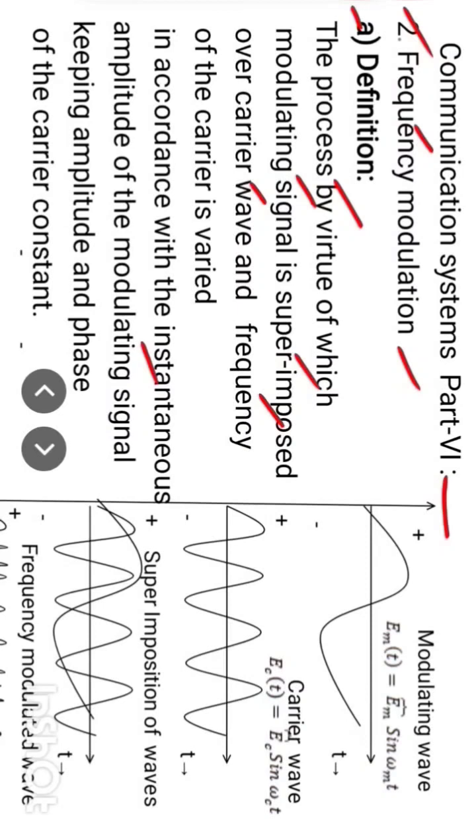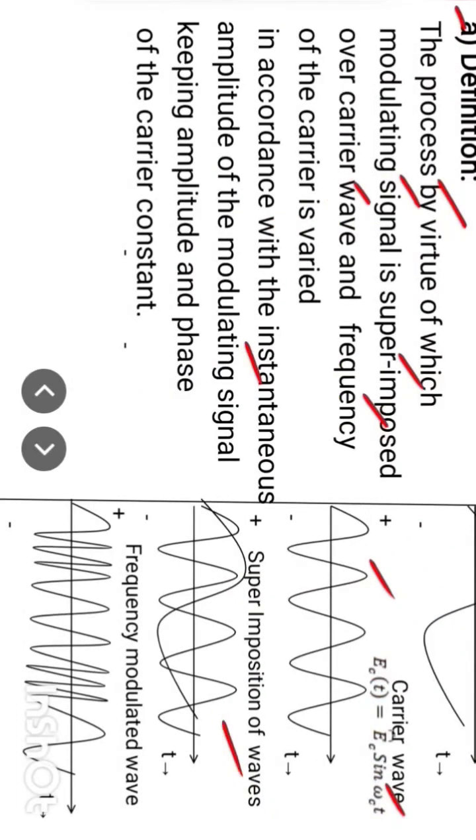Now look at this diagram. Here is the modulating signal, that is modulating wave, given by the expression e_m(t) = E_m max sin ω_m t. And here is the carrier wave, given by the expression e_c(t) = E_c sin ω_c t. The two waves are superimposed over each other here. This is the carrier wave and this is the modulating wave.